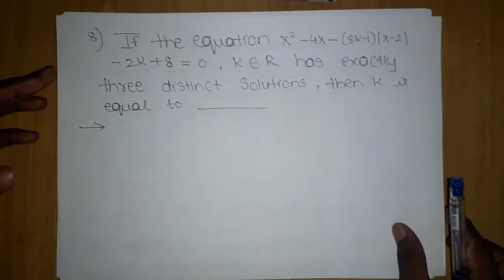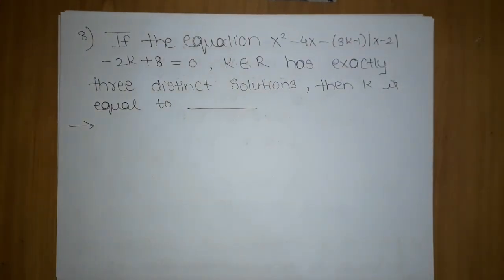The next question, which is the 8th question, says as follows: if the equation x square minus 4x minus 3x minus 1 mod x minus 2 mod minus 2k plus 8 equals 0, for k belonging to R, has exactly 3 distinct solutions, then k is equal to. Okay, it is telling us it has 3 distinct solutions, k belongs to R, and we want to find the k value.